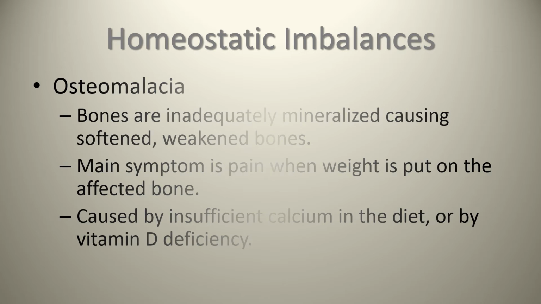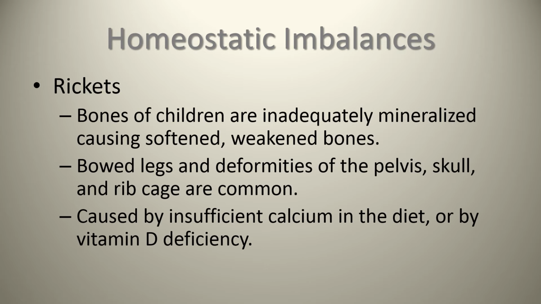Rickets. Bones of children are inadequately mineralized, causing softened, weakened bones. As a result, clinically, you'll see bowed legs and deformities of the pelvis, the skull, and the rib cage, which are common. And these can be caused by insufficient calcium in the diet or once again by a vitamin D deficiency.